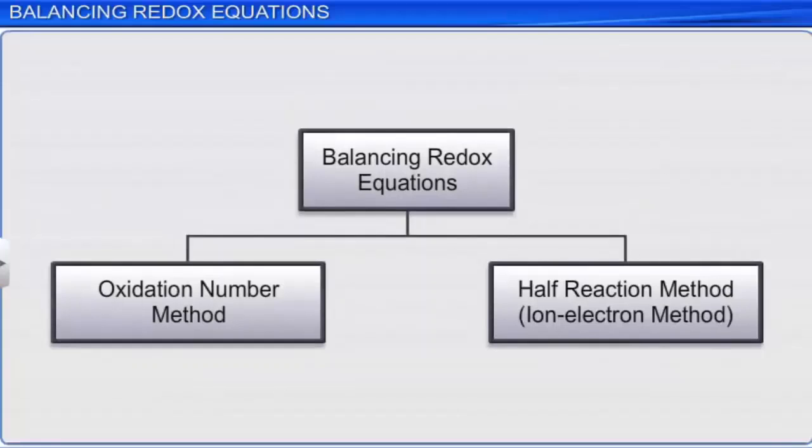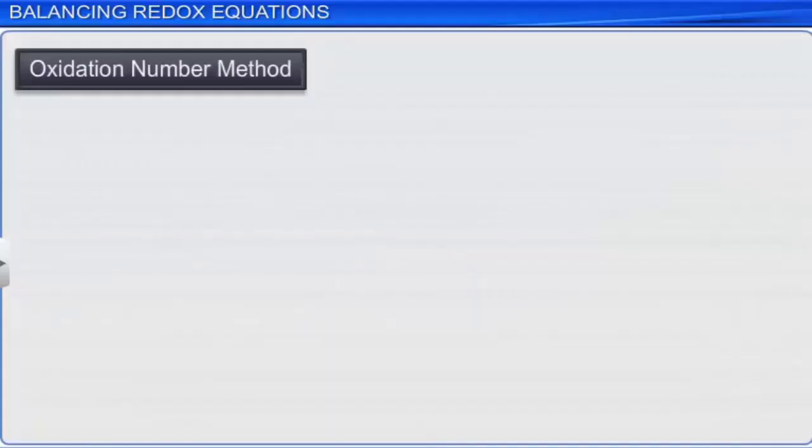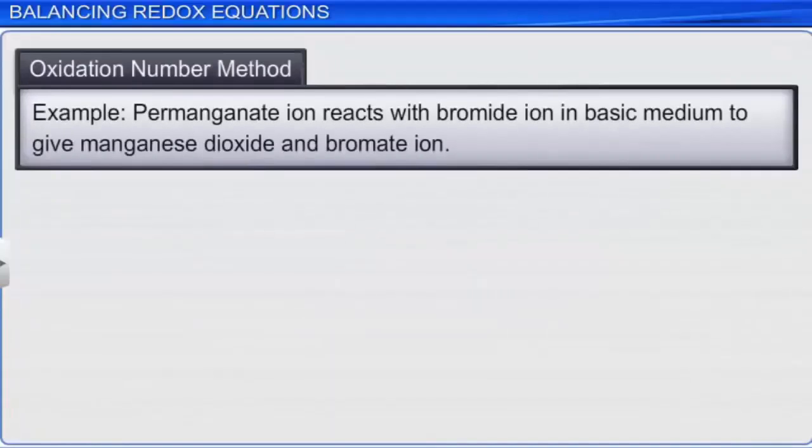Let's discuss the various steps to balance the redox equation using the oxidation number method with the help of an example. In this reaction, permanganate ion reacts with bromide ion in basic medium to give manganese dioxide and bromate ion.